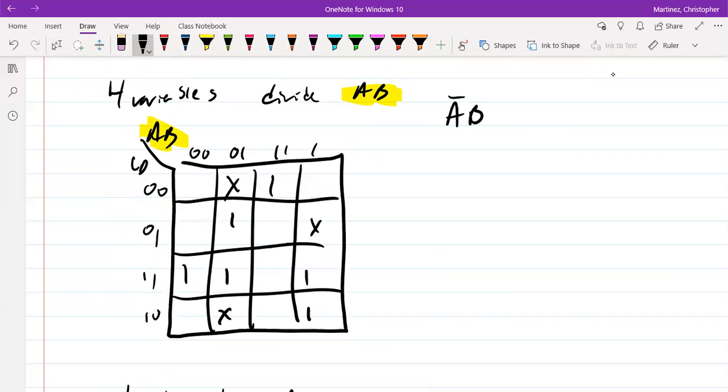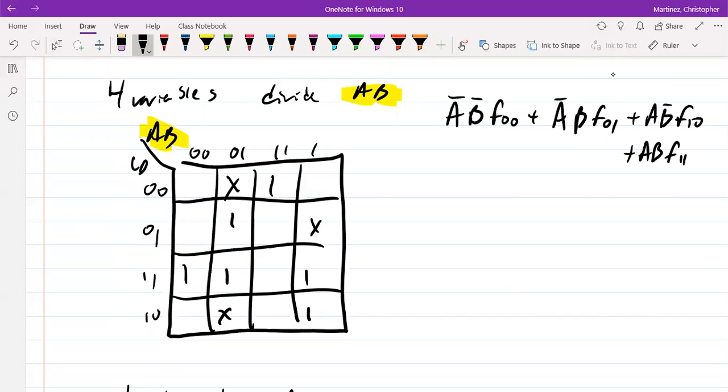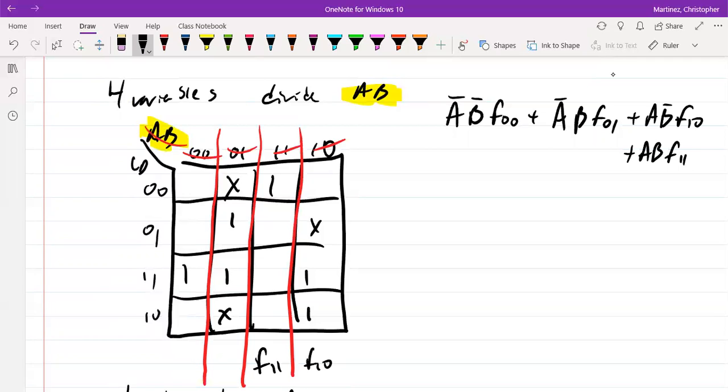I'll have an A bar B bar with an F00, plus an A bar B with an F01, plus an A B bar with an F10, plus an AB with an F11. So where are these dividing pieces? I'm going to need 4 dividing pieces. Here, I'm going to take every single column. And when I do these columns, I'm taking out AB, let me cross out all those pieces. And it's F11, F10, F01, F00.